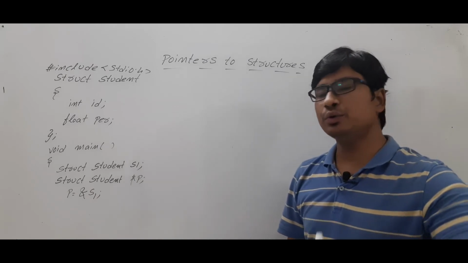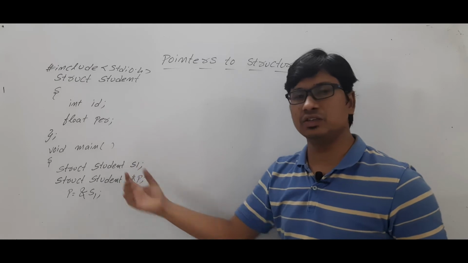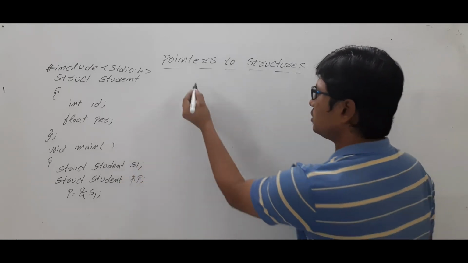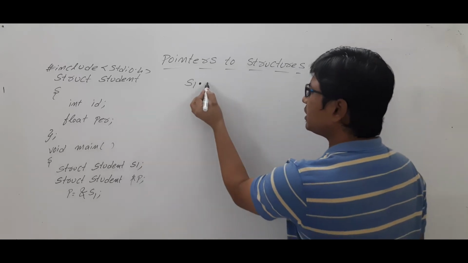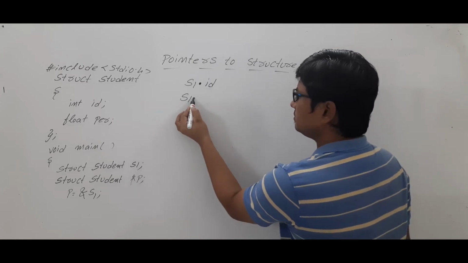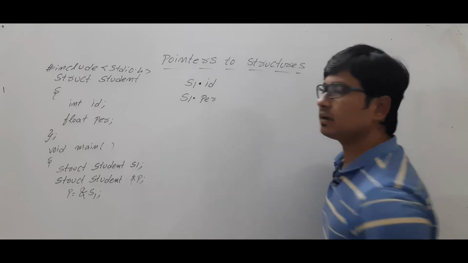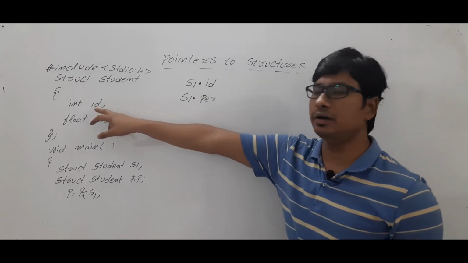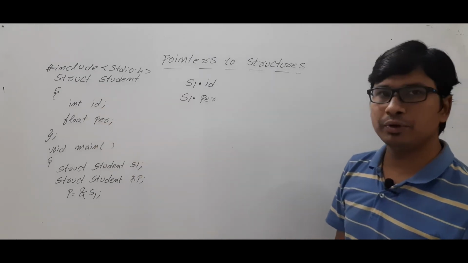We know how to access the members of a structure using the structure variable called s1. With the help of the dot operator, we can access. So we will write s1.id, and similarly s1.per. Is it clear? Are you able to understand? So this will give the values which are there in the members id and percentage. I hope you have understood.